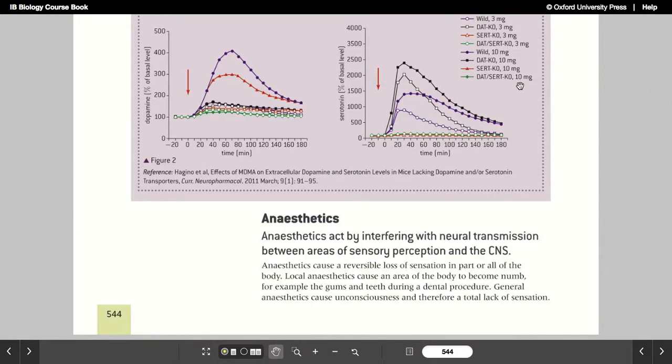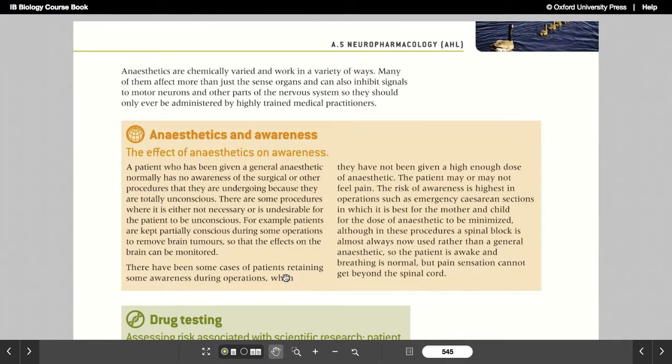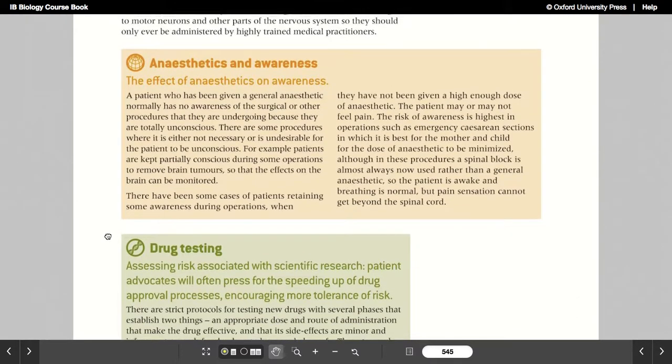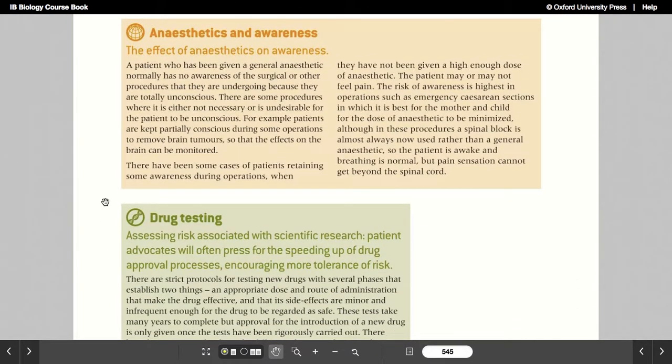Anesthetics, which decrease pain, would also be inhibitory. There are local anesthetics like lidocaine, and then general anesthetics that cause full body unconsciousness, and they would use that during surgery. Anesthetics decrease your awareness. Sometimes people will completely forget what happened, even if they were awake before or after the anesthetic was applied.